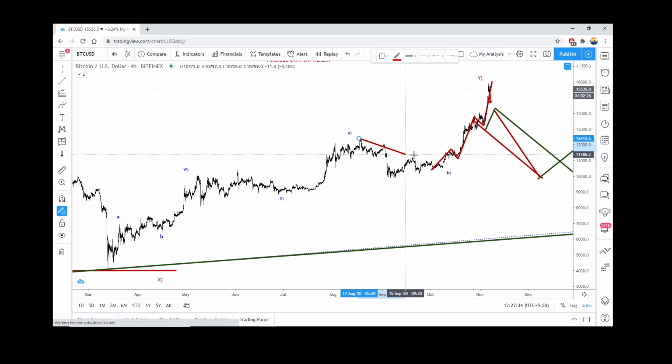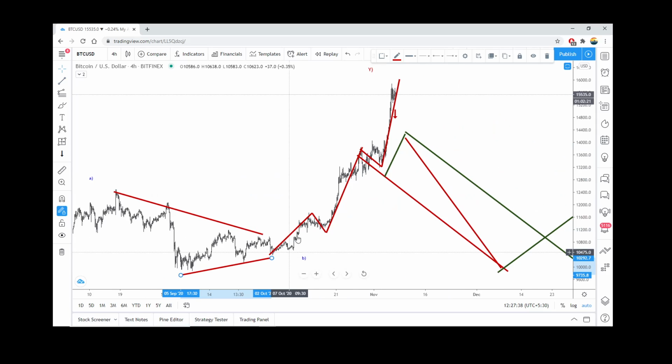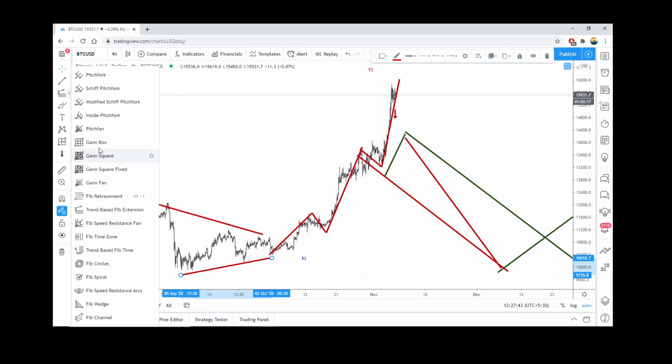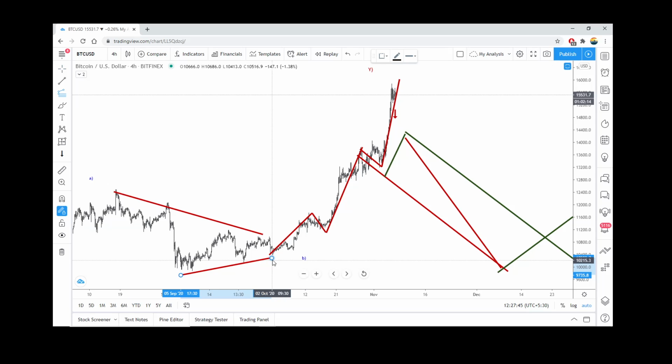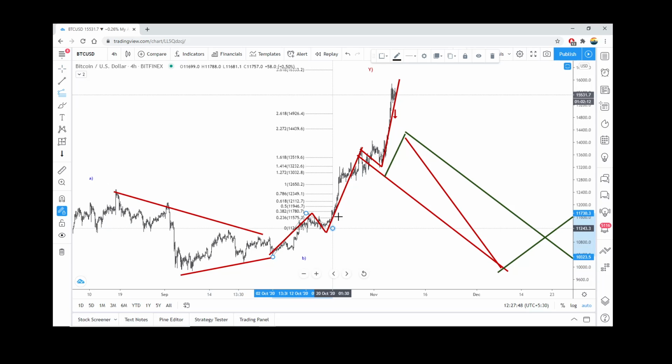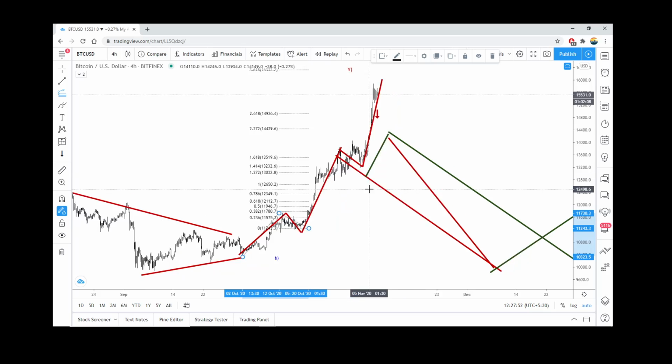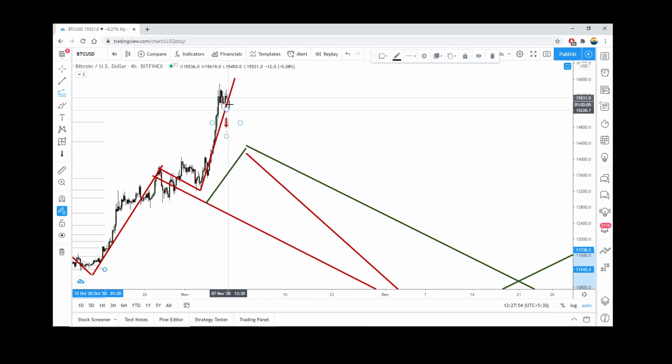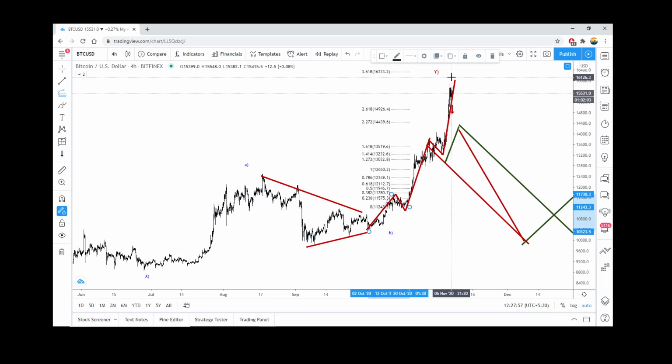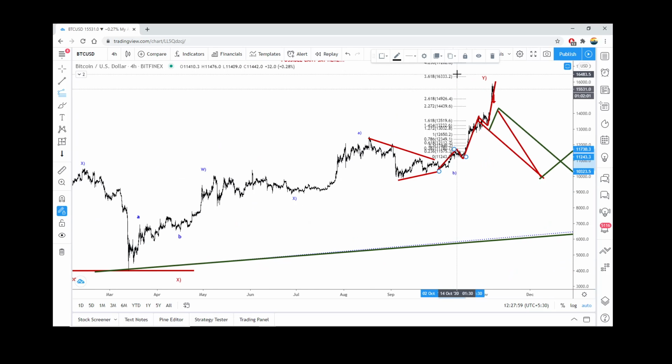Whether it is a triangle here in the B wave, 1 2 3 4 and 5. So as per this, for the third wave we get 1618. So this is the end of the third wave here. Fourth wave is a running flat, and we are in that fifth wave. So the fifth wave may end soon, nearly 16,200. I thought it's 15,500. Previously I thought it's 14,250, and it keeps extending.